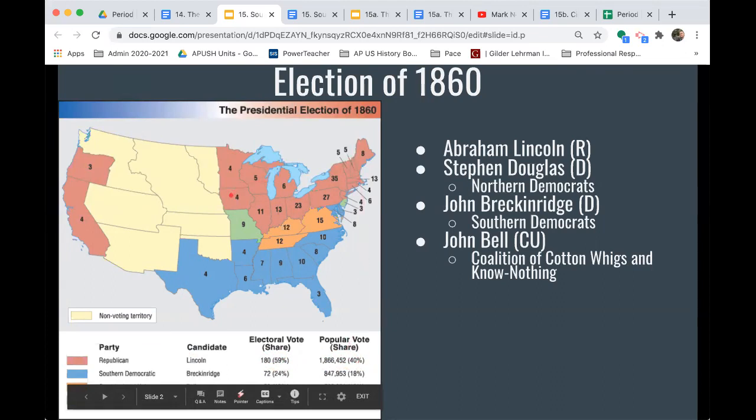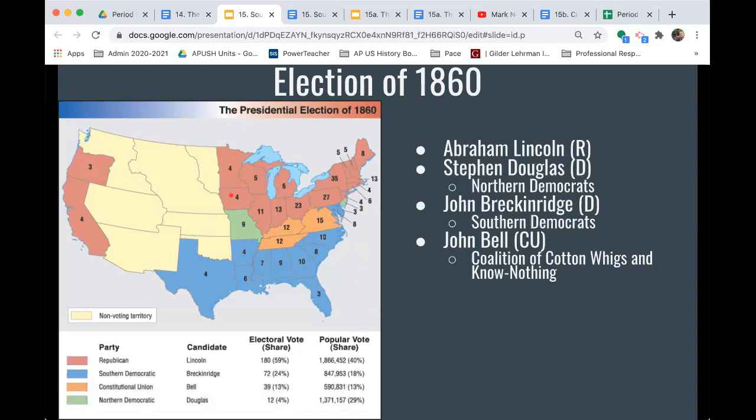just are more people. So with that, the Republican Party, who of course, as you know, because you were in class last week, was only just formed in 1854 in response to the Kansas-Nebraska Act, has gotten elected their first presidential candidate, Abraham Lincoln, here in 1860.